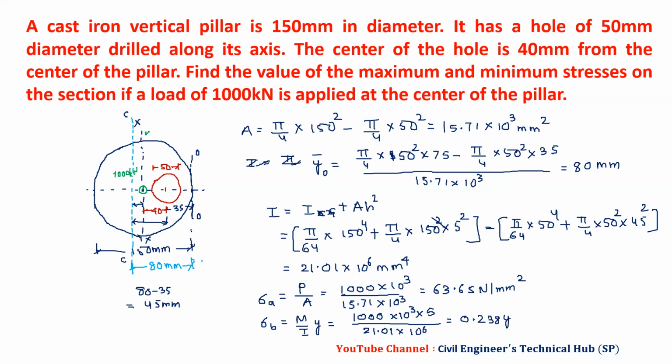Now I will mention y1 and y2. y1 is 80 millimeter and y2 is 70, total 150. Now sigma B1 is equal to 0.238 into 80. We have this value 19.04 Newton per mm square. And sigma B2 is 0.238 into 70, and we have the value 16.66.